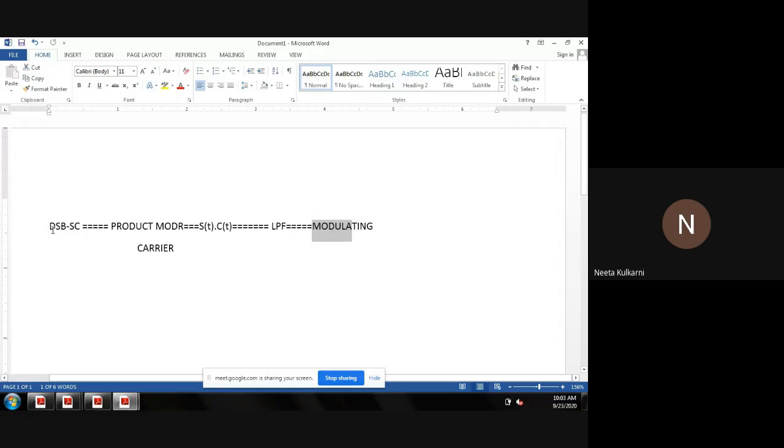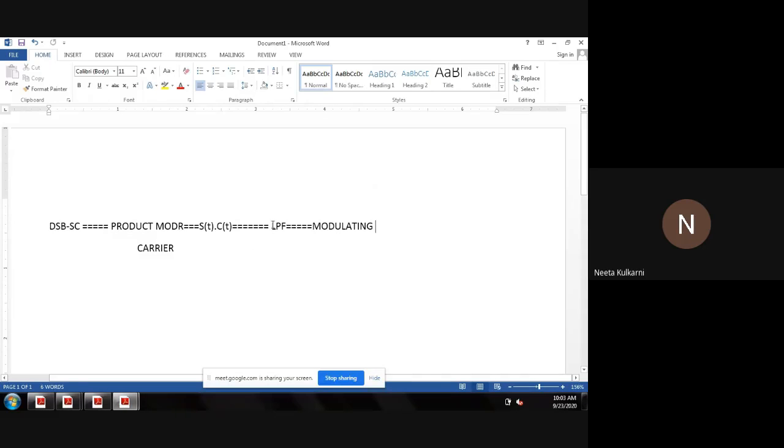Okay, so this is the description whatever is given in the diagram. एक इनपुट असणार आहे DSB-SC सिग्नल, दुसरं इनपुट असणार आहे कॅरियर. Output will be S of T multiplied by C of T. Then it is passed through the low pass filter and output we are getting as a modulating signal. हा झाला बेसिक कन्सेप्ट जो आपल्या डायग्राम मध्ये एक्सप्लेन केलेला आहे.